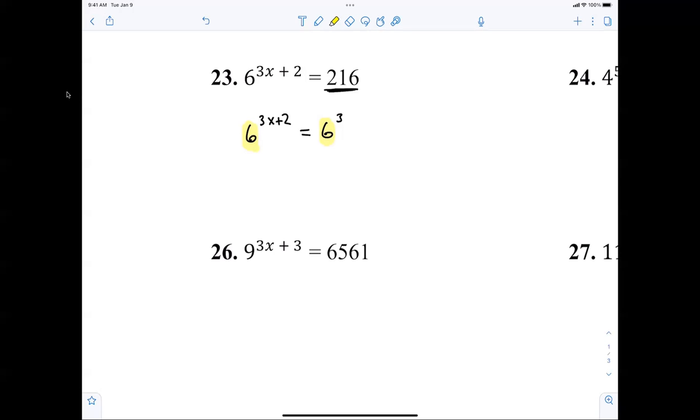All right, so now, are the bases the same? So now that the bases are the same, you just set the exponents equal. 3x plus 2 equals 3. Once the bases are the same, the exponents must be equal. So we just write down 3x plus 2 equals 3.